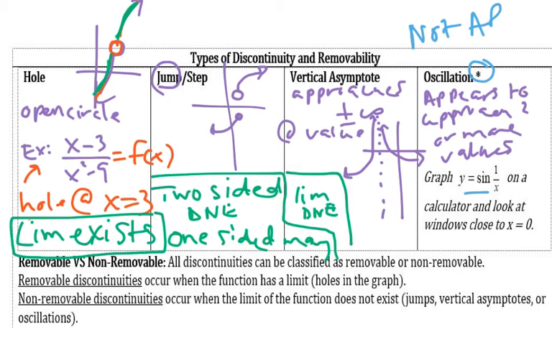So this is called an oscillation that creates something where the limit does not exist. But again, this is not going to be covered on the AP test. You're not going to be specifically assessed on it in this class, but it's nice to just mention it.